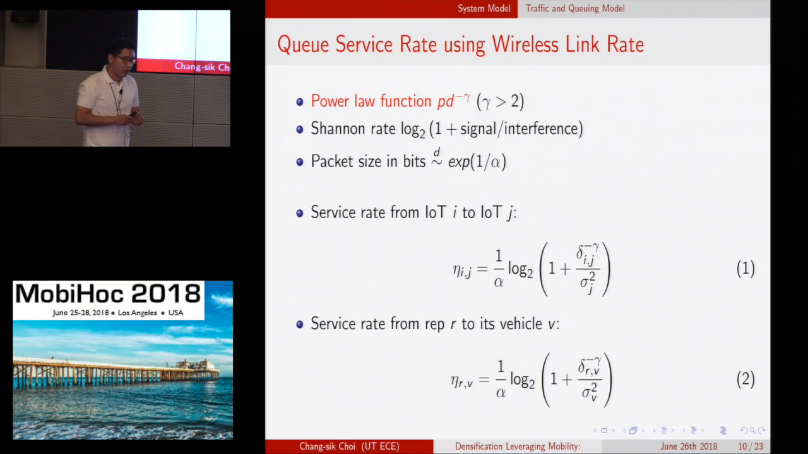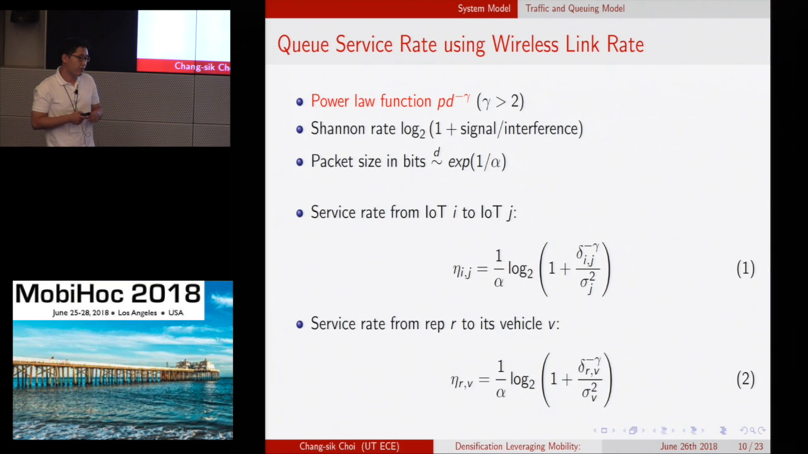And for the queue service rate, we consider the wireless link rate. So we consider the simplest one, called the path loss model. Your signal power is given by transmit power times distance to the minus gamma, where gamma here is the path loss exponent. And this assumption is very critical for our result. And we use the Shannon rate, where the rate is given by log 2 of 1 plus signal divided by interference. And the packet sizes are exponential with mean alpha.